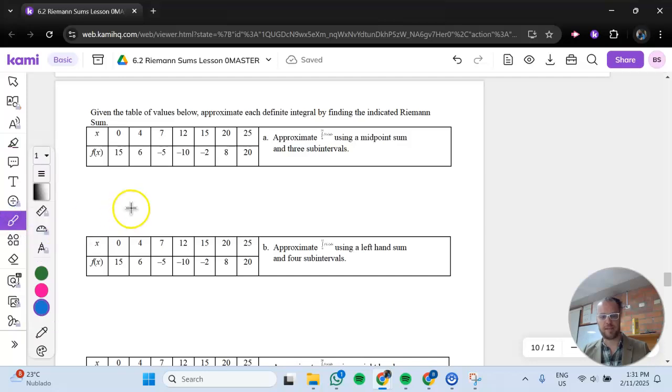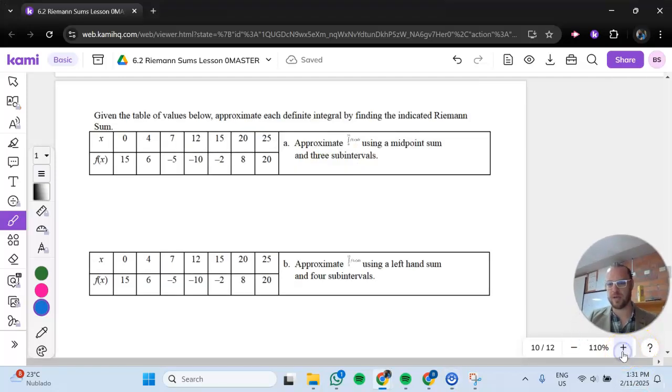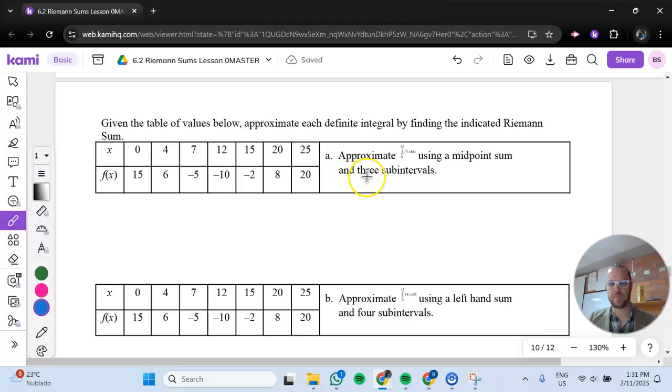So let's try practicing this on a few questions here. Given the table of values here, we're going to approximate each of them using a Riemann sum. That's really hard to see, so I'm going to zoom in a little bit. There we go. Much easier to see now. And so here we're going to be approximating it from 0 to 25 using midpoint with 3 intervals.